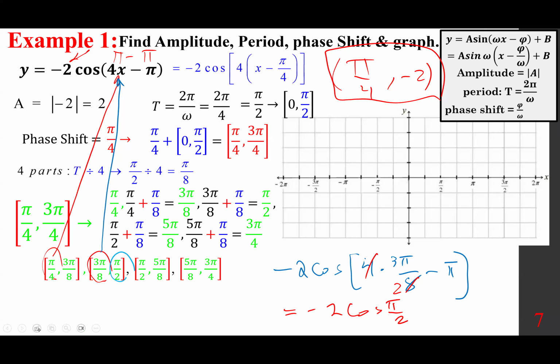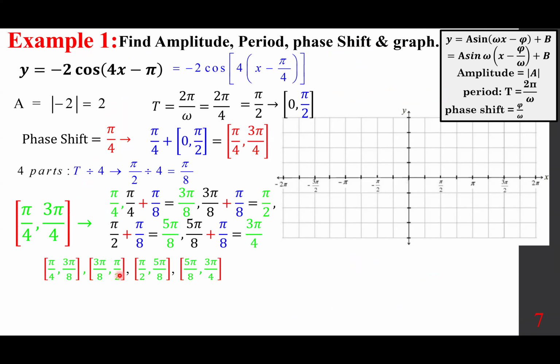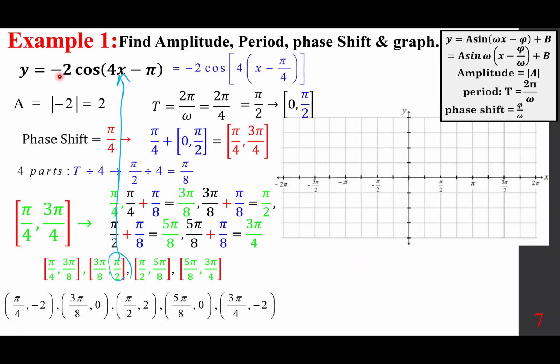Pi over 2. Let me erase the work first. If I plug in pi over 2 as an example, what is 4 times pi over 2? 2 pi. What is 2 pi minus pi? Pi. What is cosine of pi? -1 times -2 is +2. So you have these pairs. I hope you can see that you can easily evaluate the pairs.